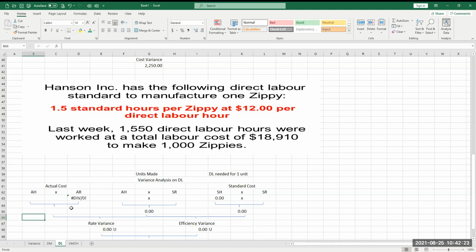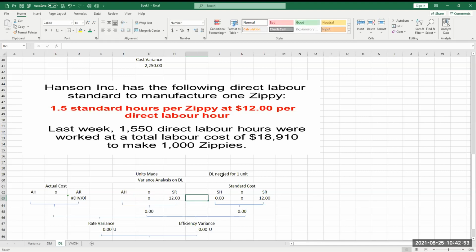What we don't know? This company has the following direct labor standards to manufacture one product: 1.5 standard hours for one product at $12 per direct labor hour. So do I know my standard rate? Yes, $12. $12 is my standard rate. Excellent.